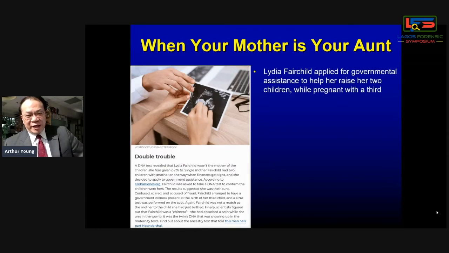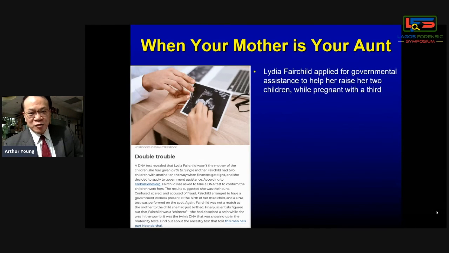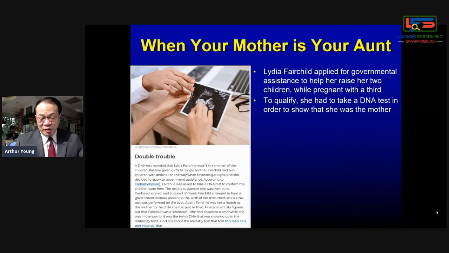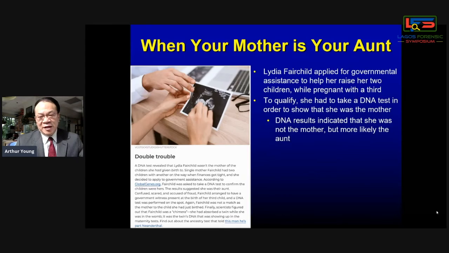Here we have an interesting case of a woman, Lydia Fairchild. She applied for governmental assistance to help raise her 2 children while she was pregnant with a third. However, to qualify, she had to take a DNA test to show that she was actually the mother of these children. But the DNA tests indicated that she was not the mother. In fact, she was probably more the aunt.